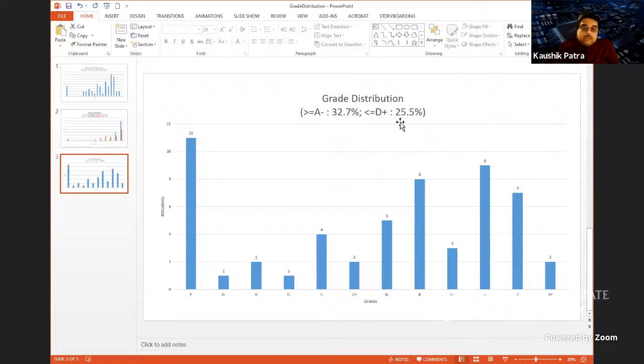So this is good. This is not good. D plus or less, which is the failing marks, is 25%, 1/4 of the class. Hopefully, once these 2 projects, like 400 points, come in, things will get better. Question.